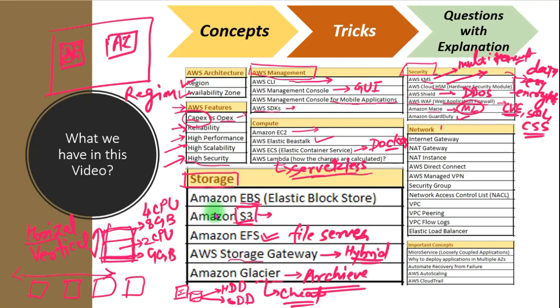Next we are talking about the networking services. So let's start with the internet gateway. What exactly is it? Whenever we want our instance to communicate with the internet, and we want this connection to be bidirectional.